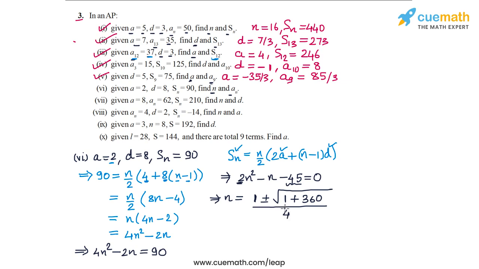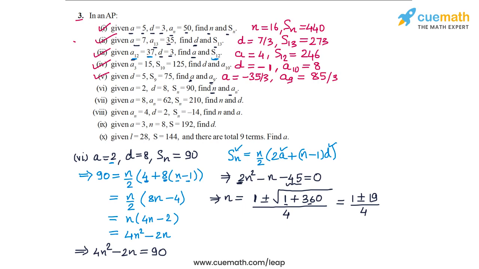So you can verify. If you want, you can pause the video for a minute and actually verify that this calculation is correct. And from here we get, under the root sign, 1 plus 360. That's root of 361. That's 19. So 1 plus minus 19 by 4.